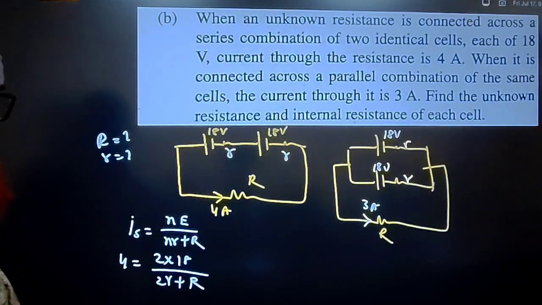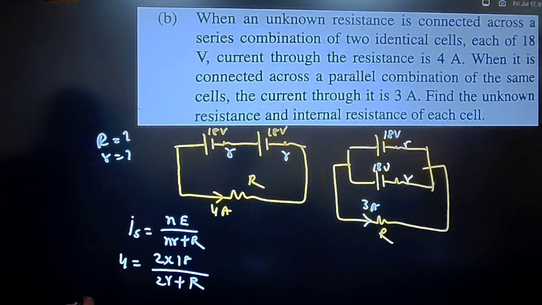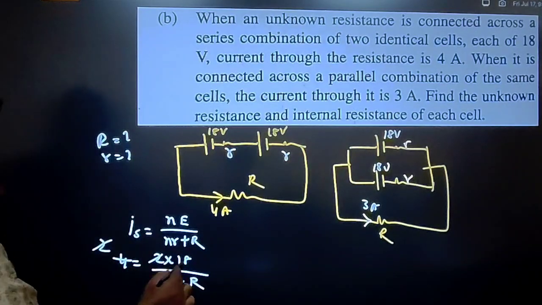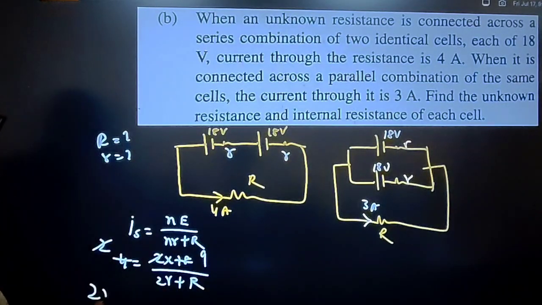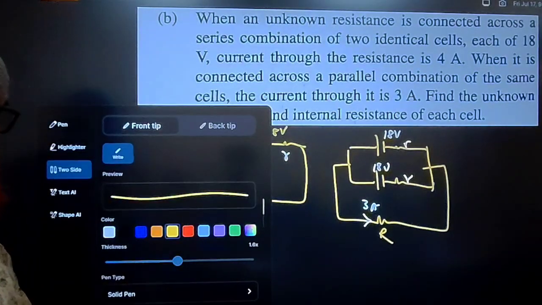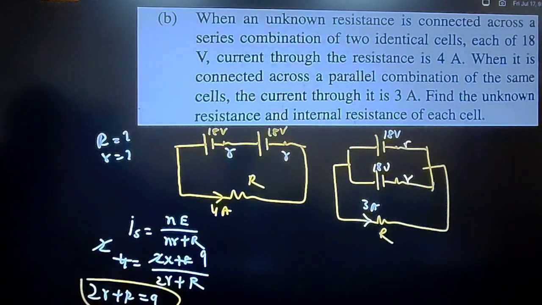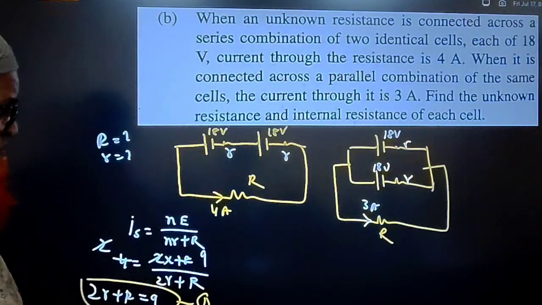Okay, so let us see what's going to happen now. So how many times it will go? 2 ones are 2, 2 twos are 4, 2 nines are 18. So 2 into small r plus capital R is equal to 9. We are getting the first equation now. Yes, this is equation number 1 from the first case.